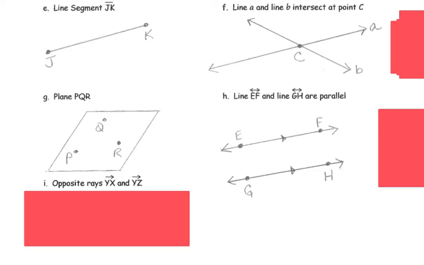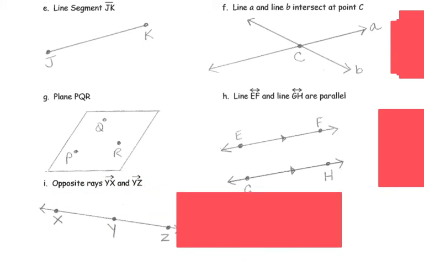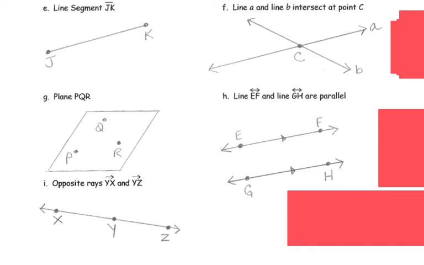I, opposite rays. Okay, opposite rays, YX and YZ. So automatically you should be able to tell which letter is going to be in the middle here. They're both going to have the Y in common. So we have YX and you have YZ. Two opposite rays that essentially end up creating a line.